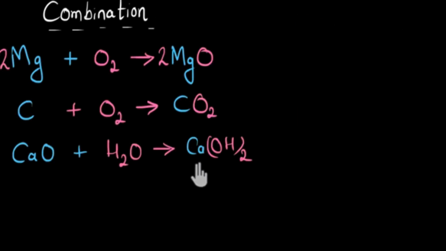So now we have looked at many examples of combination reaction. Here, multiple reactants combine to give me one single product. And we also saw that in all of these reactions, energy was given out. And such reactions are called exothermic reactions. And in general, combination reactions are exothermic in nature, meaning they give out heat.